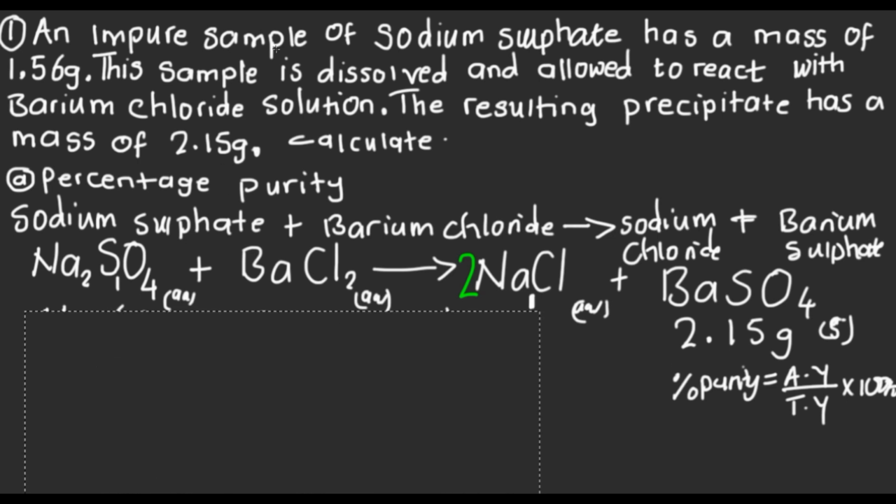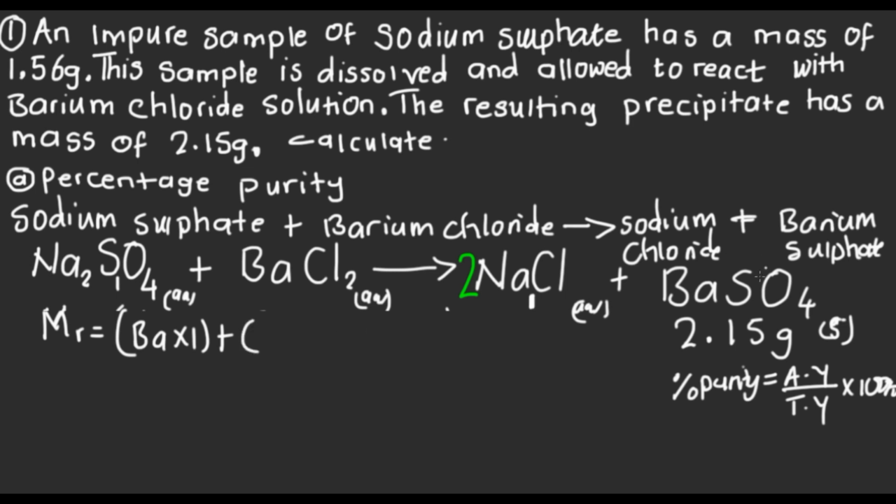So let's do that. So say Mr for barium sulfate. We can see that we have 1 atom of barium. So you say barium times 1, plus 1 atom of sulfur, so sulfur times 1, plus 4 atoms of oxygen. So oxygen multiplied by 4.